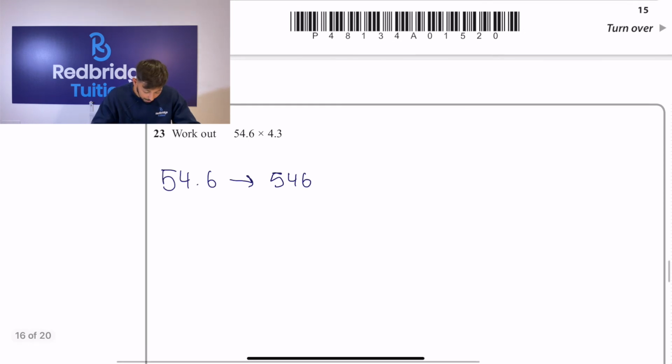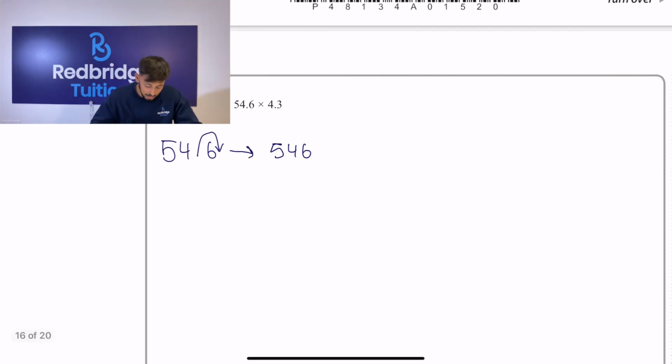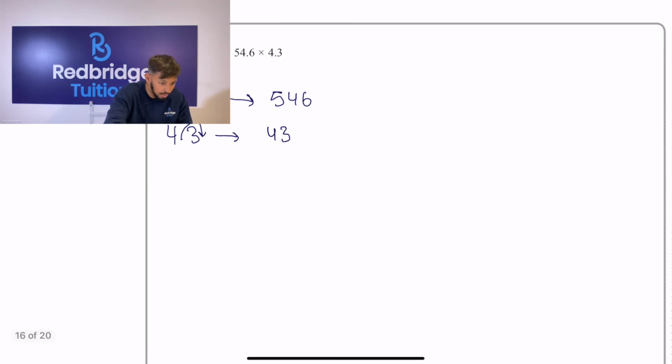Now you have to bear in mind and remember what you have done to the decimal place. Okay, so I've moved the decimal place 1 point to the right. Now I'll repeat the same action for 4.3. So we have 4.3, and that is converted into 43. Now I'm going to undergo the calculation via the column method. So we have 546 times by 43.